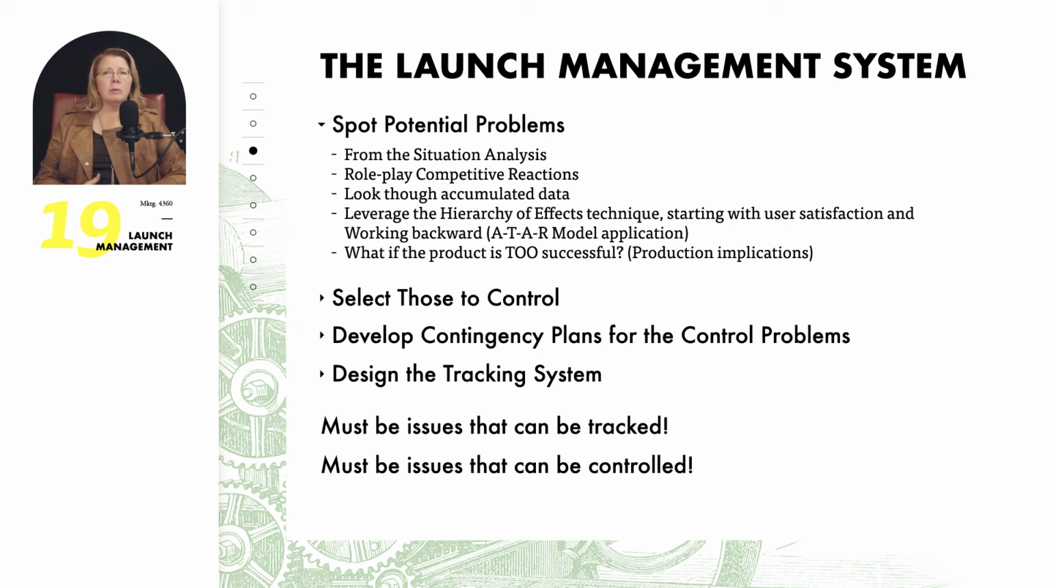You could work with the ATAR model, working backwards. If you know you want this market share and it's dependent on this level of awareness and this level of availability and this level of trial purchases and this level of repeat purchases, you can use those individual pieces of the puzzle and figure out what you have to have for each of those in order to make for a successful market share with the launch of your product. And then if you miss the mark on any of those 4 areas, those could be potential control points that you could track and monitor.